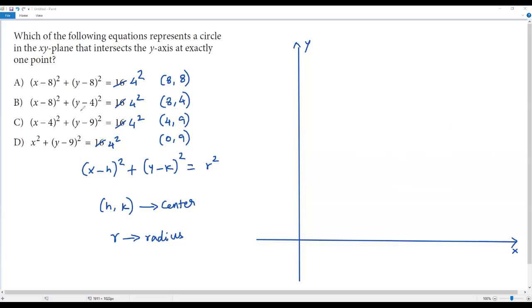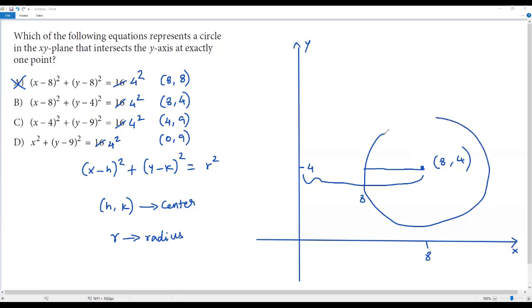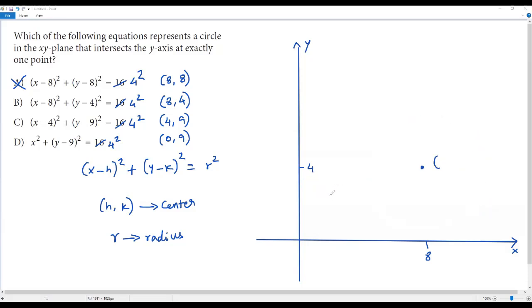Okay, now let's go to option B. For option B, we have the center (8, 4). Let me mark 8 on the horizontal axis and 4 on the vertical axis. So (8, 4), the center is over here. The horizontal distance between the y-axis and the center of the circle is 8 units, but the radius of the circle in option B is just 4 units. So this circle also does not intersect the y-axis, and we can reject option B also.